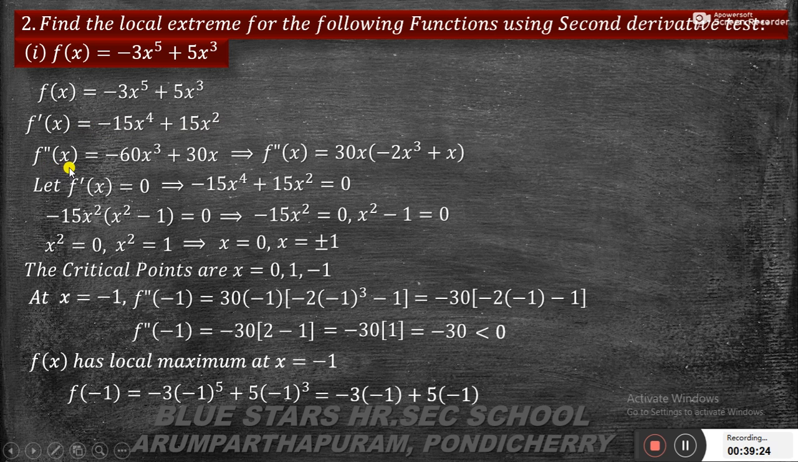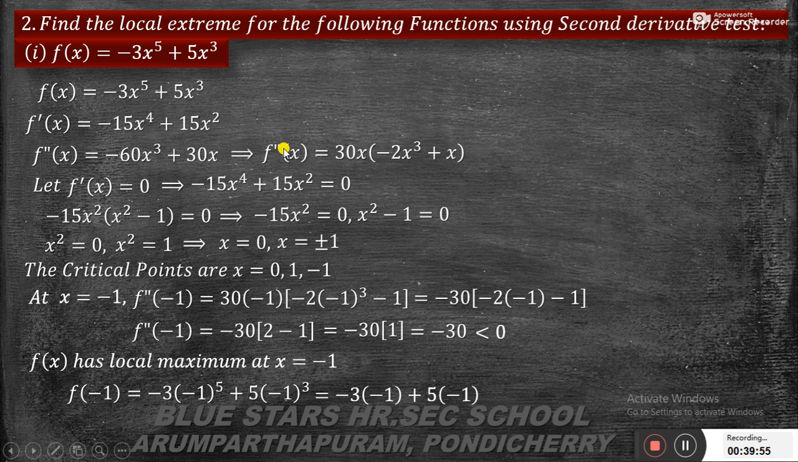Next, f double dash of x. Means I differentiate again, the second time, the f dash of x with respect to x. So f double dash of x equal to minus 15 into the derivative of x power 4, which is 4x cube, so minus 60x cube, plus 15 into the derivative of x square, which is 2x. So 15 into 2 is 30x.